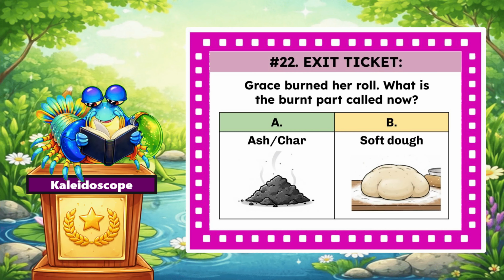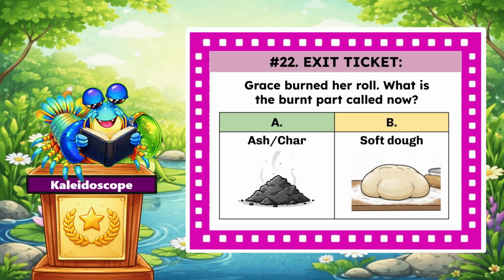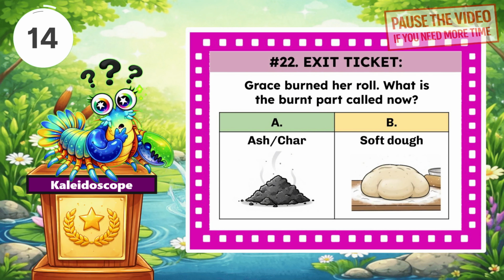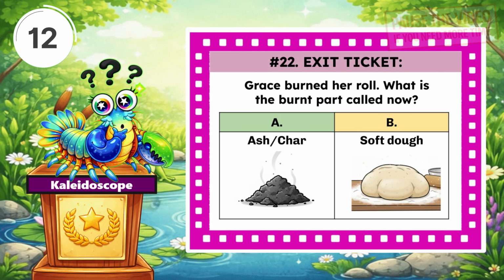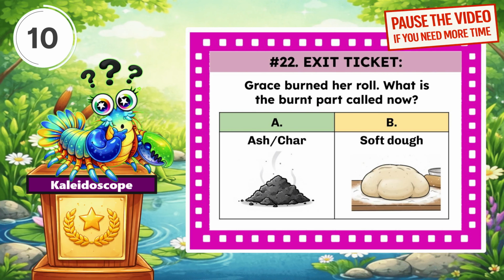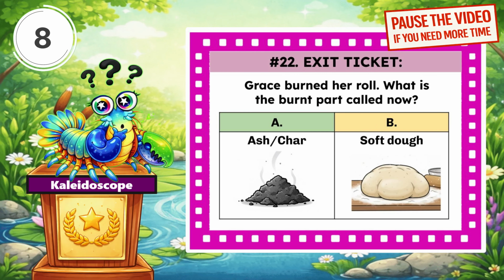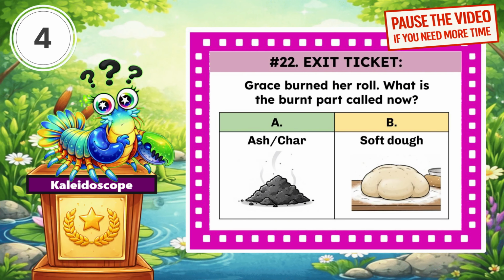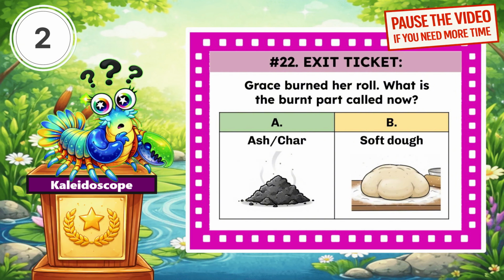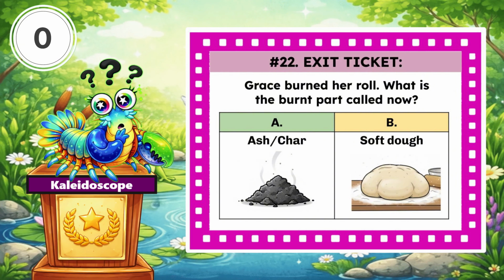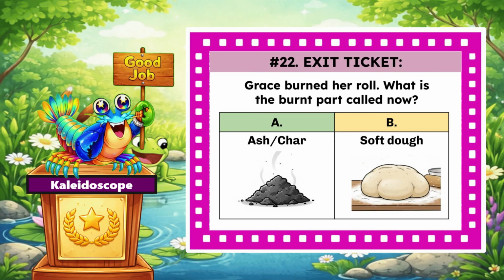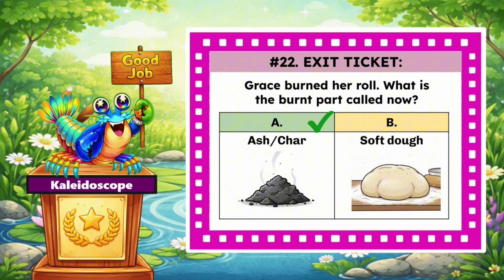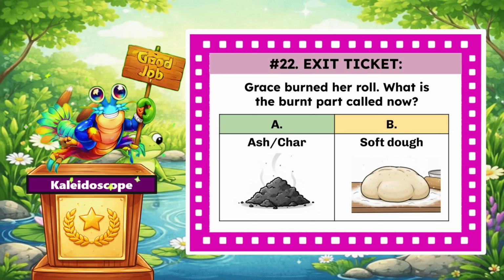Grace burned her roll. What is the burnt part called now? And the correct answer is letter A, ash or char.